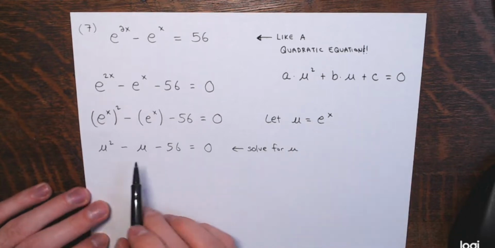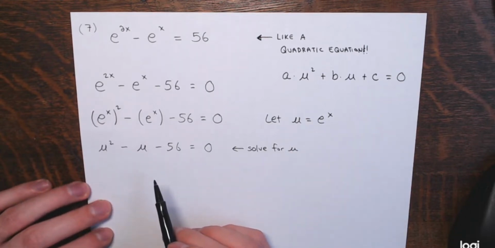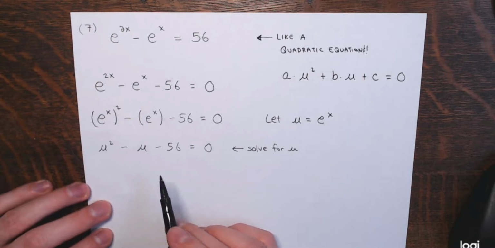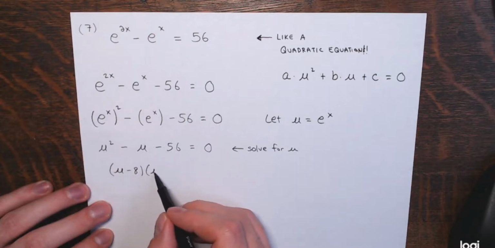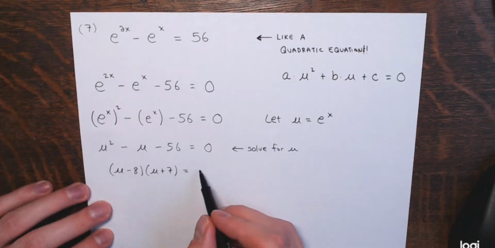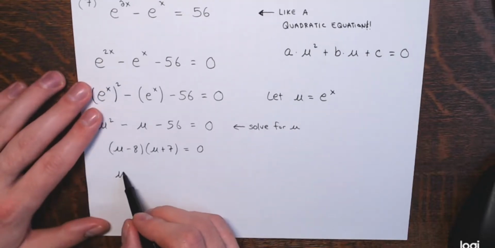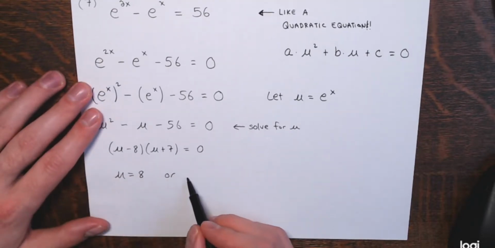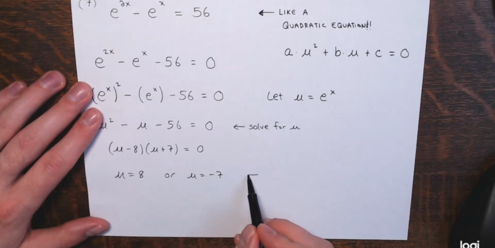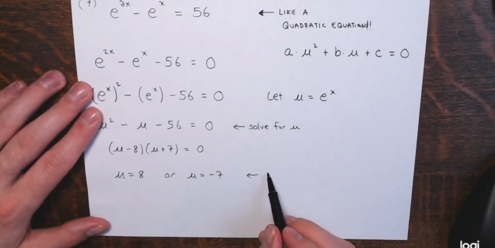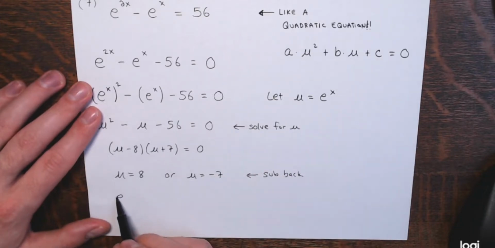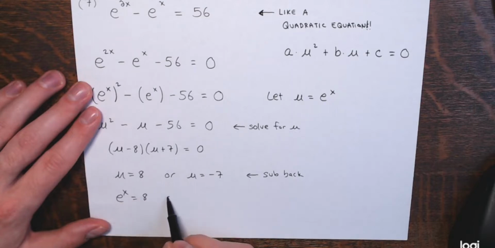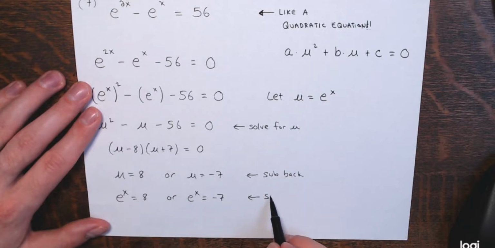Now you could use the quadratic formula, completing the square, or try factoring, and this one's actually nice and factorable. We have u minus 8 times u plus 7 equals 0. So either u equals positive 8 or u equals negative 7, and now that we've solved for u, we sub back. What was u? U was e to the x. So I have e to the x is equal to 8, or e to the x equals negative 7, and then we solve these for x, and of course check your solution.